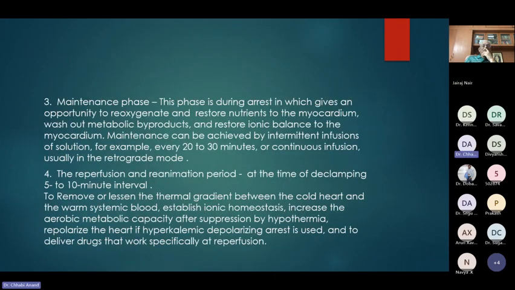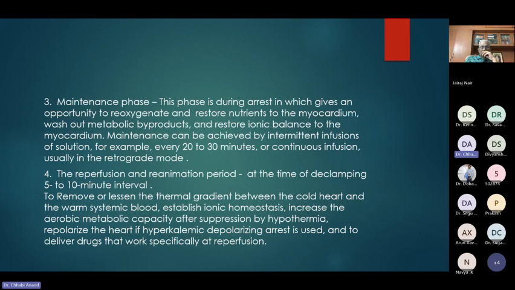Maintenance phase. This phase is during arrest, which gives an opportunity to reoxygenate and restore nutrients to the myocardium, wash out metabolic byproducts, and restore ionic balance to the myocardium. Maintenance can be achieved by intermittent infusion of solution, for example every 20 to 30 minutes, or continuous infusion, usually in a retrograde mode.